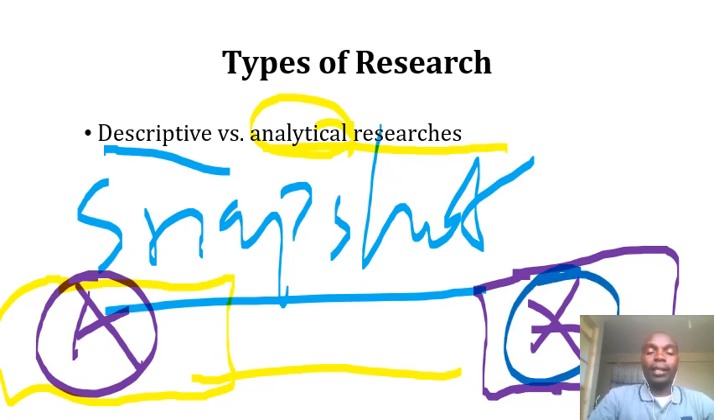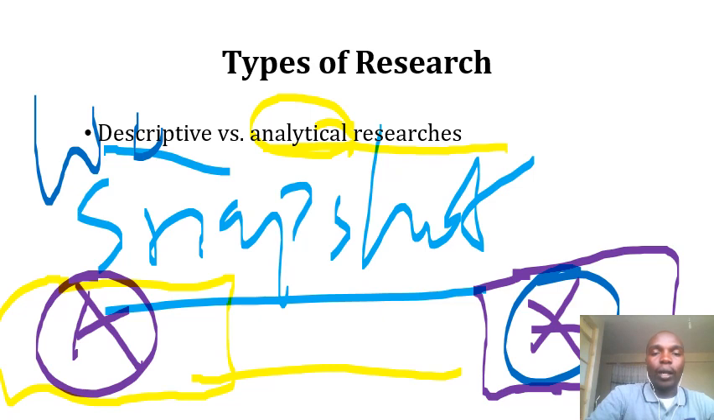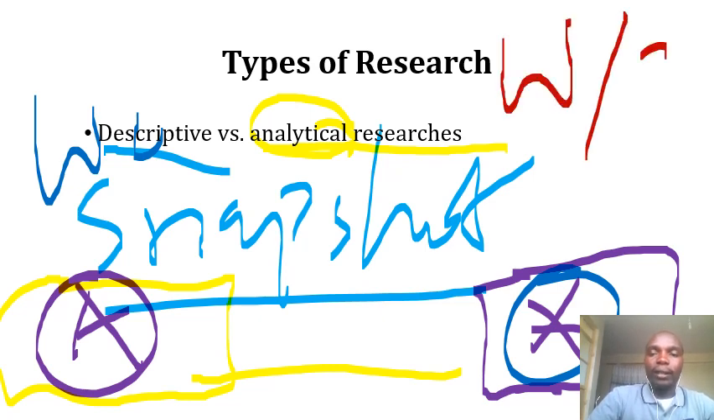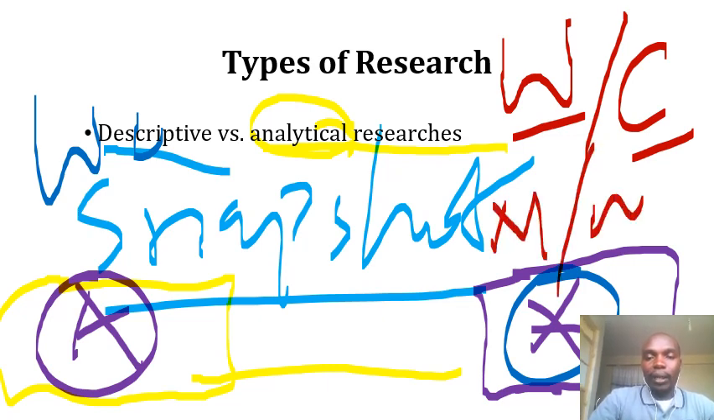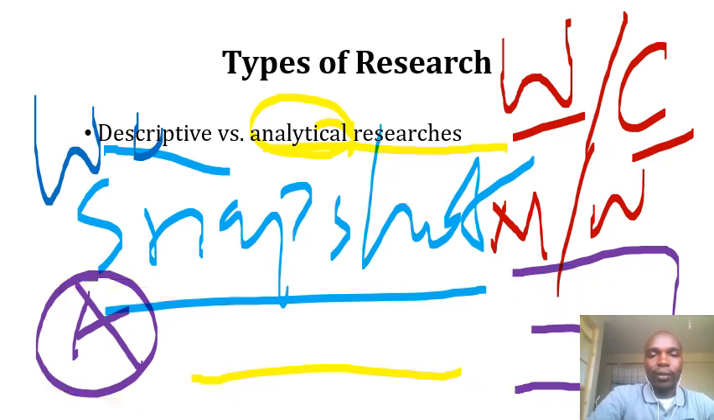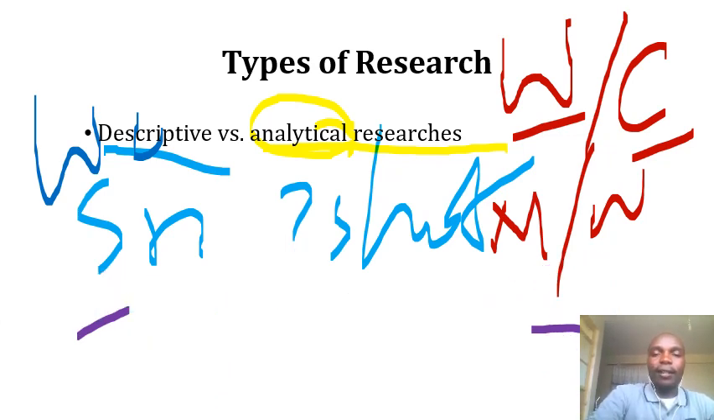It can also be regional. You are comparing the western part of the country and the central part of the country. You are comparing men and women. So when there's such a kind of comparison, those are analytical studies. They're called analytical researches.